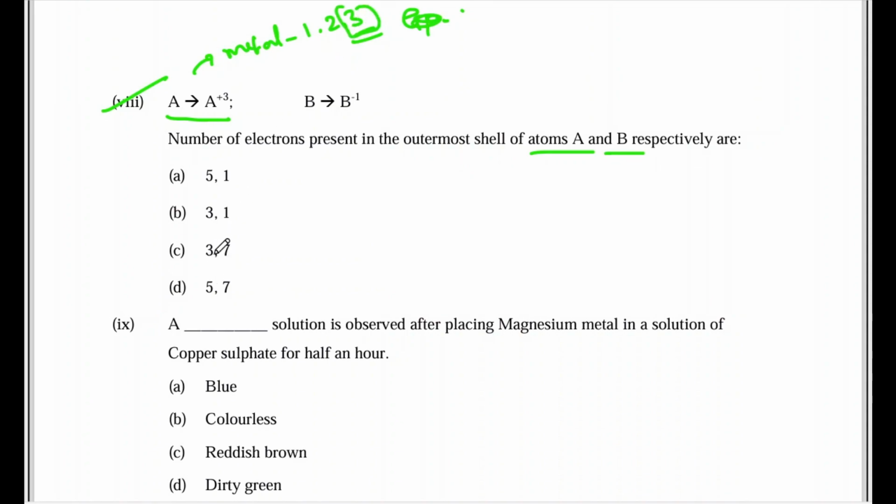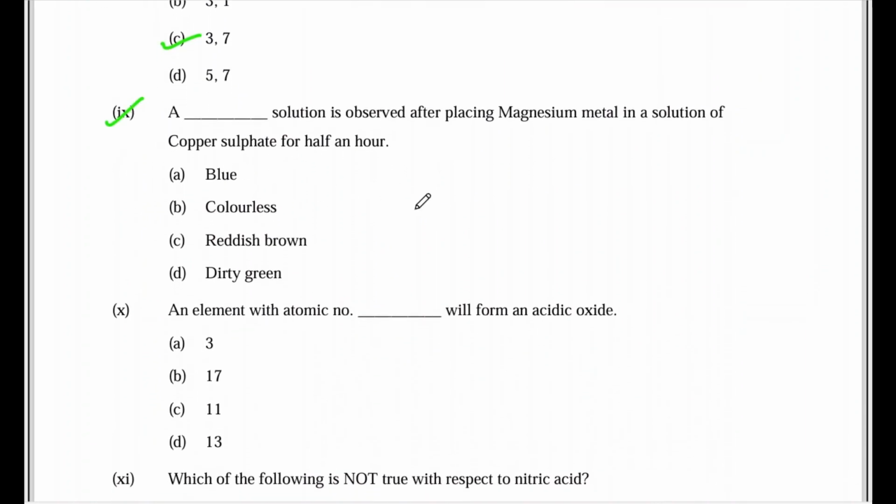So there are two options. B is forming an anion, then it must be a non-metal, right? So non-metals will gain electrons. So it is gaining 1 electron, meaning already 7 electrons are present in the outermost shell. When it gains one more, it will become 8. So the answer should be 3, 7. Okay, understood. Next question, ninth one.